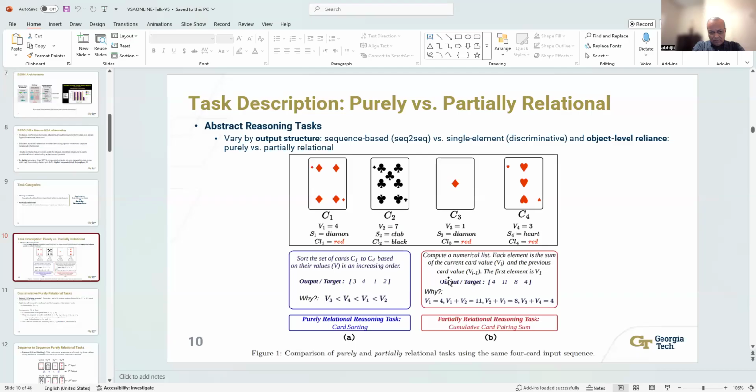Now, what's the difference between purely and partially relational tasks? For a purely relational task, if, for example, for card C3 you replace 1 by 2, the output will remain the same, meaning that the task is not fully relying on the object level feature. While for the partially relational task, if you change the value of C3, for example, the output will completely change.